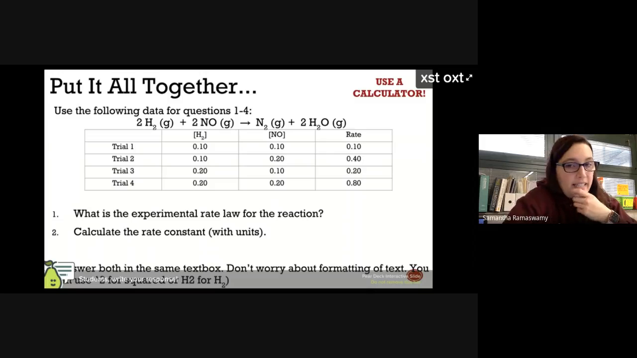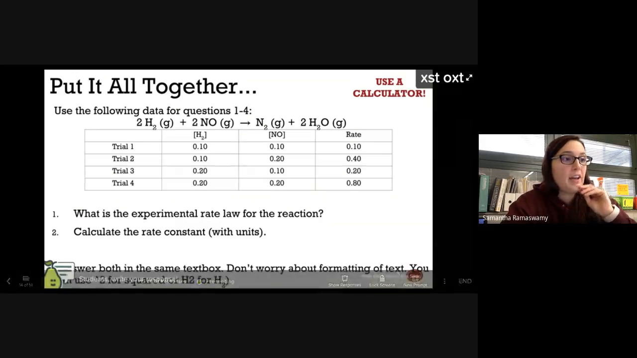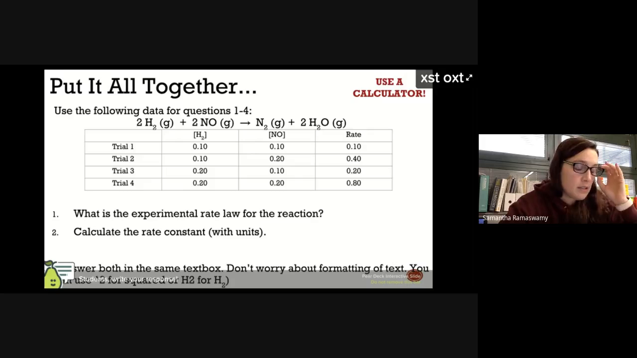Because what I did is I did H2 times NO squared. And when you're solving for K, you're going to do rate divided by that value, because you rearrange to solve for K. Write it down if you have to. K is going to be rate divided by your concentrations.